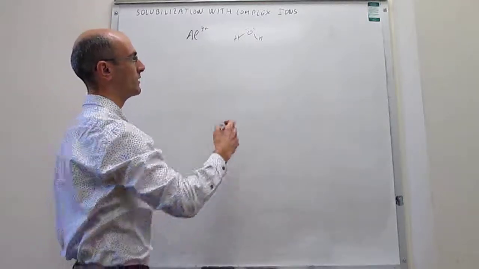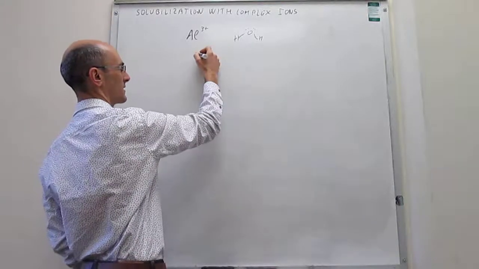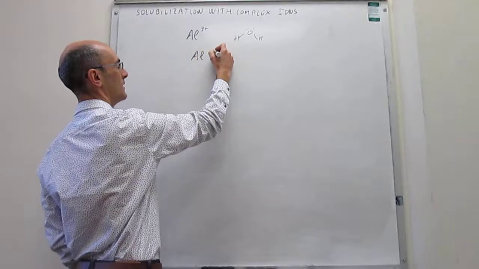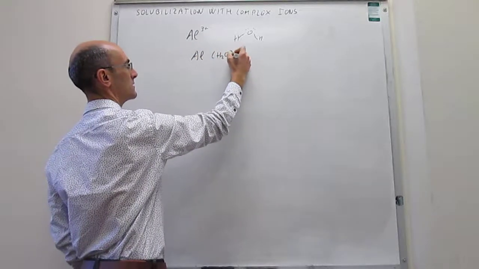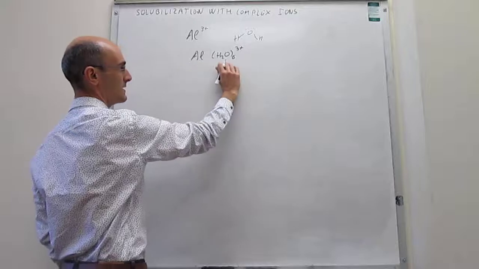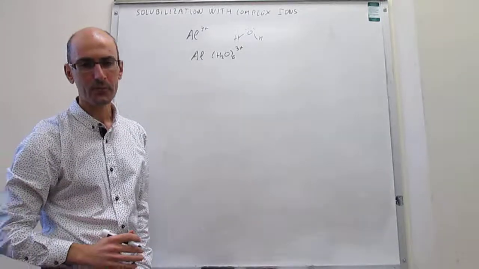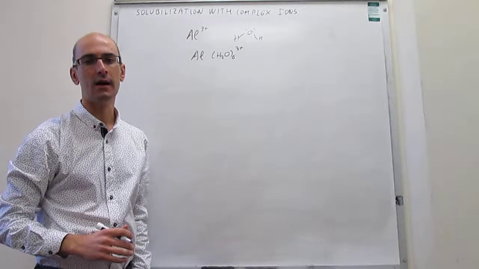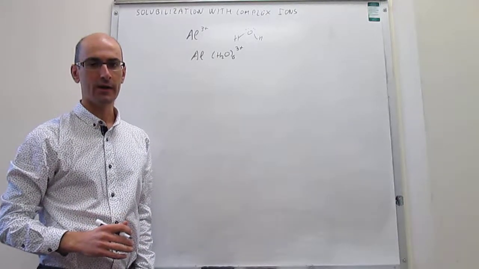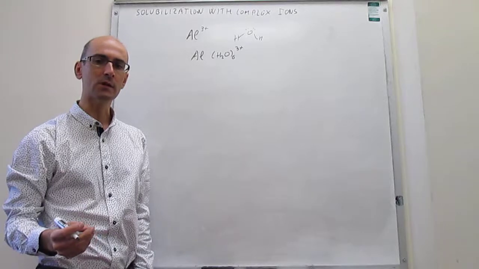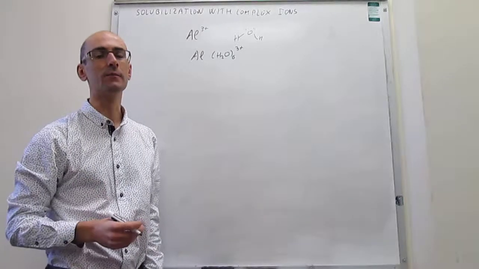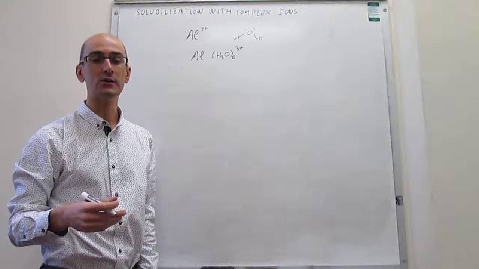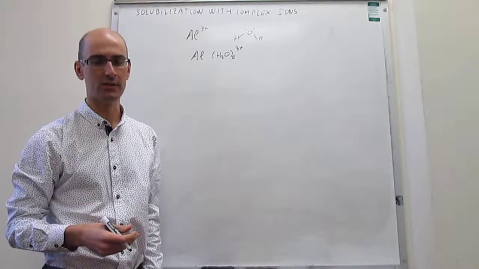So it's very common to find complexes like this: aluminum with 6 water molecules, 3+. And this is what we call a complex ion. We will discuss the nomenclature and properties of those complex ions in a few videos. Our goal in this video is to explain how you can utilize these complex ions to solubilize salts that are highly insoluble.